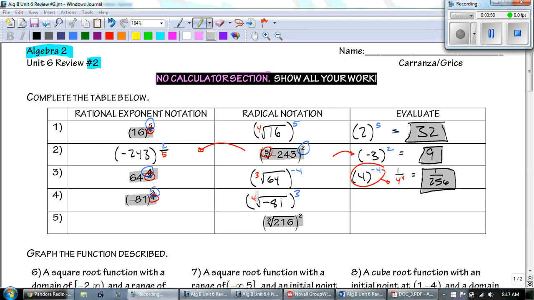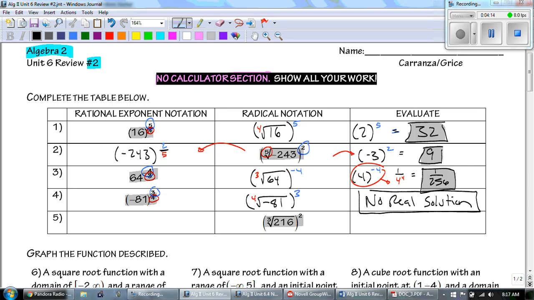Okay, so I did the first part, the 4th root of negative 81 to the 3rd power, but as I'm trying to solve that, to evaluate it, I can't take the 4th root of a negative number, so this is no real solution. Okay, if it's an odd root, yeah, I could do that, but it's not. Okay, and then number 5, go ahead and pause the video. Good luck.